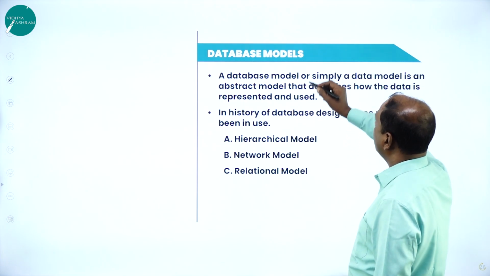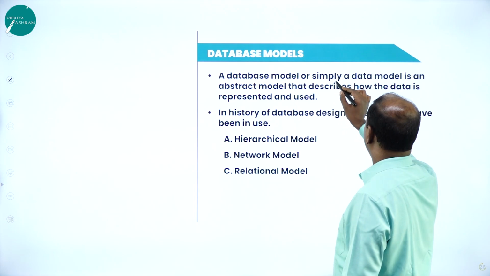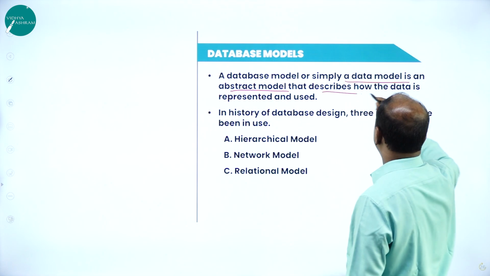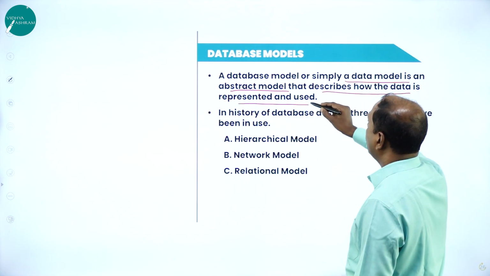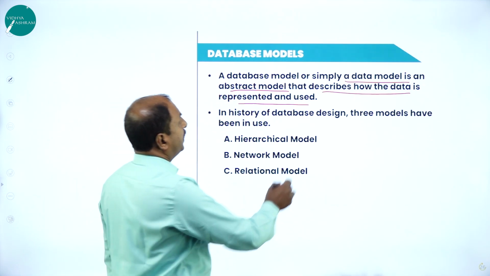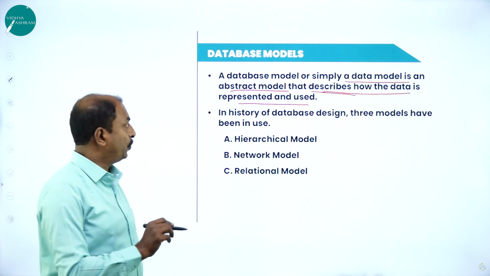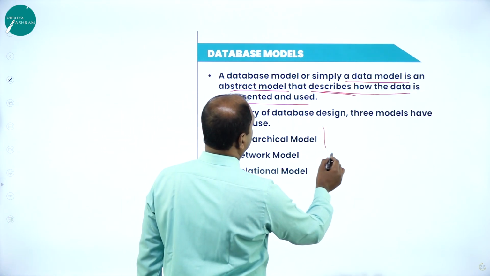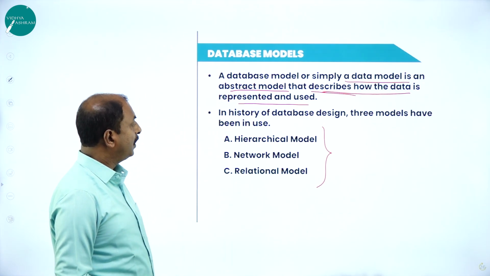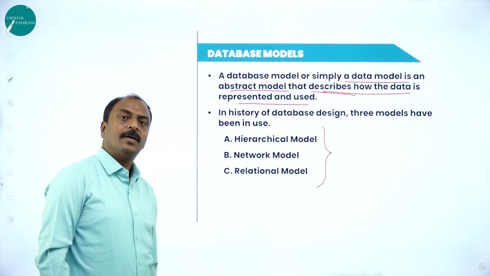Next we talk about database models. A database model, or simply data model, is an abstract model that describes how the data is represented and used. What is the meaning of the database model here? It describes how the data is stored and how it can be used. The following are the 3 types of database models: the hierarchical model, the network model, and the relational model.